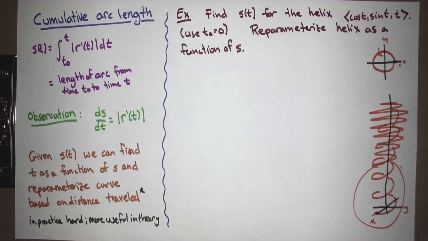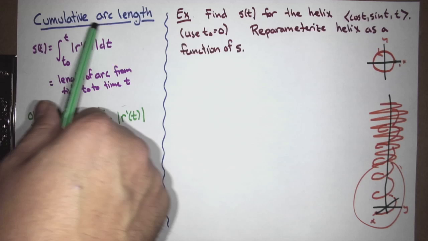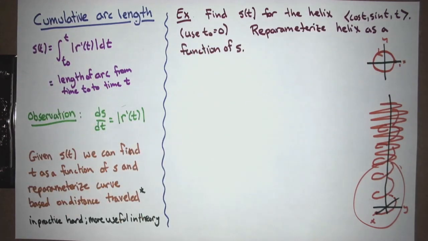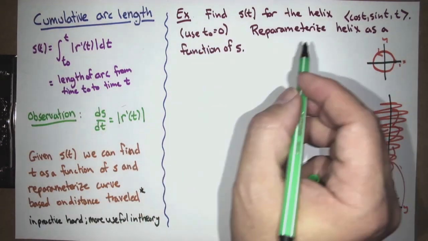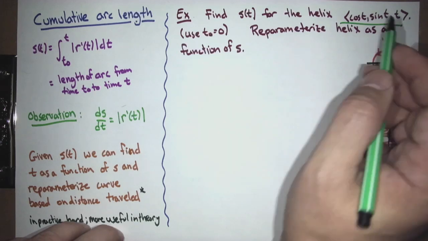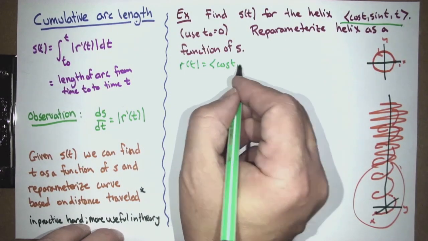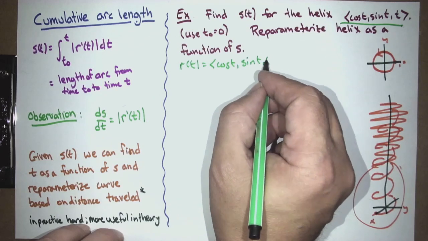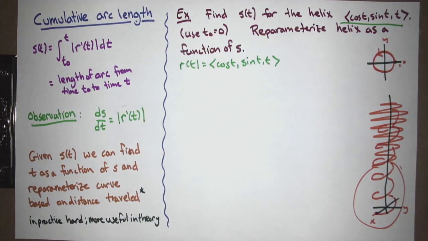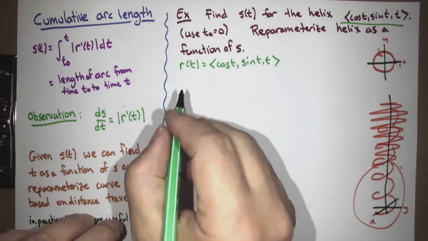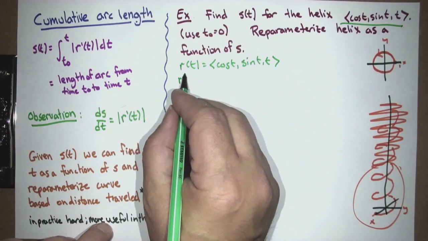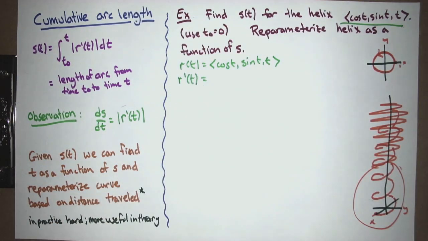Okay, so now we need to find s of t. So that's this cumulative arc length function. We're going to use t0 equals 0. So we say, okay, this is our r of t. So before we start going into the integration, let's spend some time, like we should always spend time, focusing on finding a simple way to write the magnitude of r prime of t. My apologies. What is r prime of t?